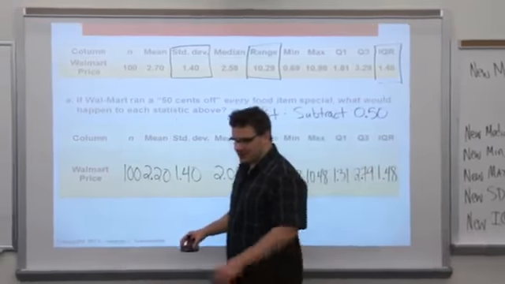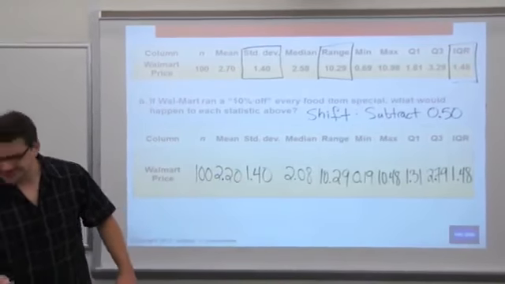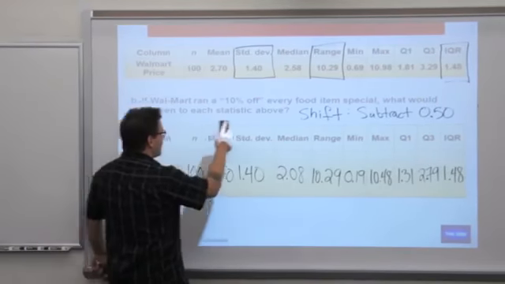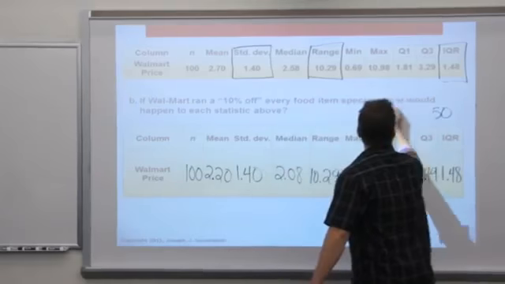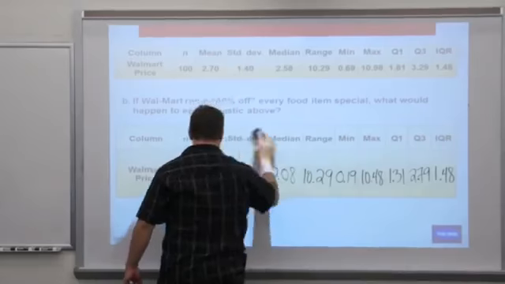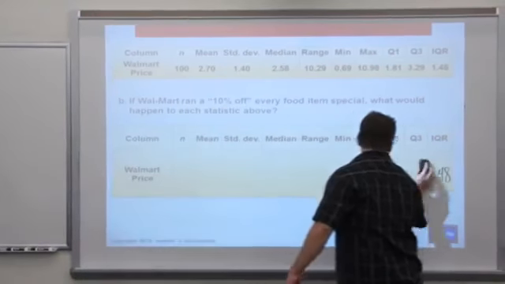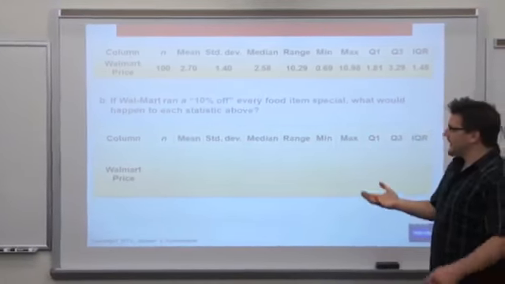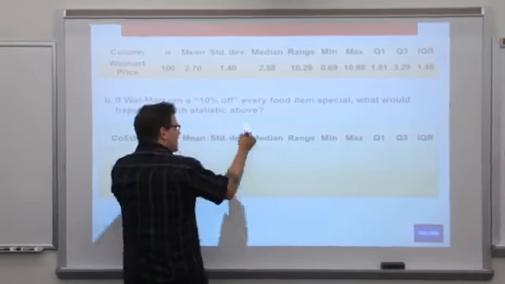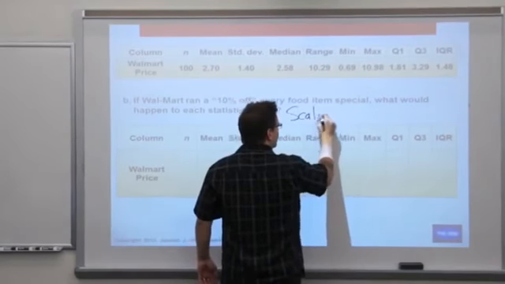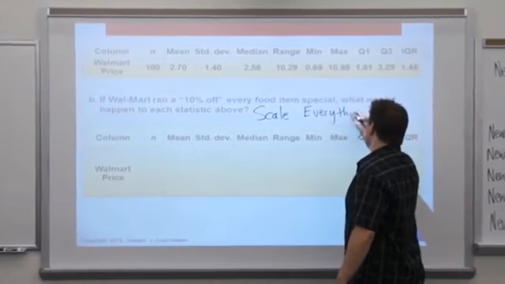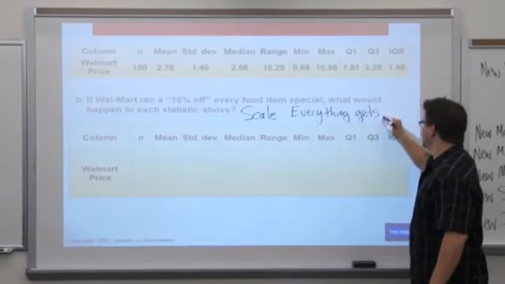All right, I think there's a part B. Maybe it's a scale. Sort of has to be, right, students? We didn't do one of those yet. Part B, if Walmart ran 10% off every food item, what would happen to each statistic? 10% off food items. What that means, if it's 10% off, you're paying 90%. So this is a scale, and everything gets multiplied.